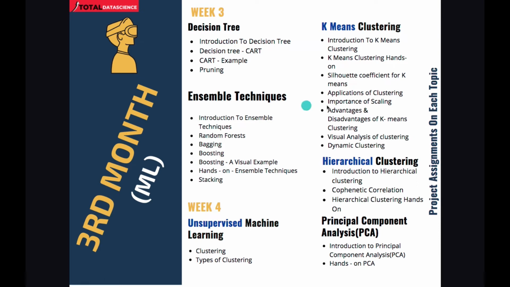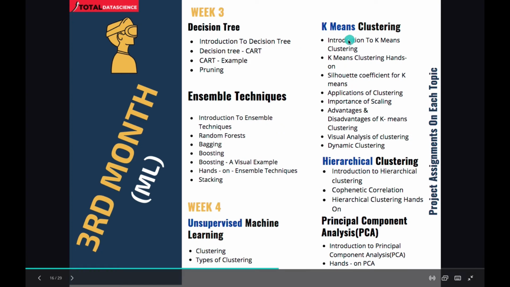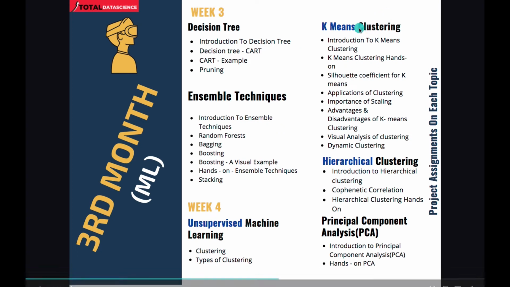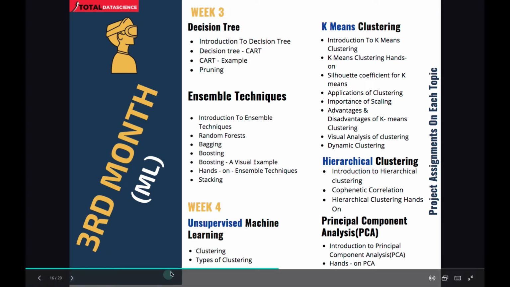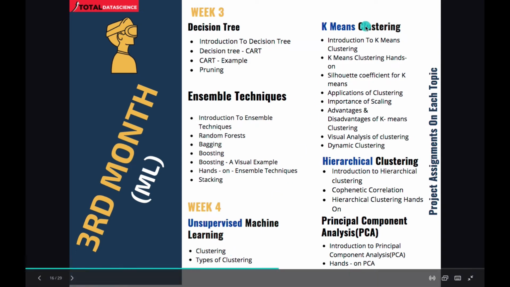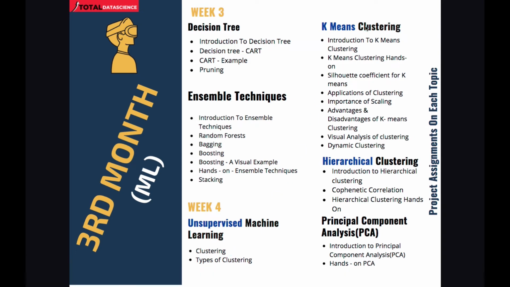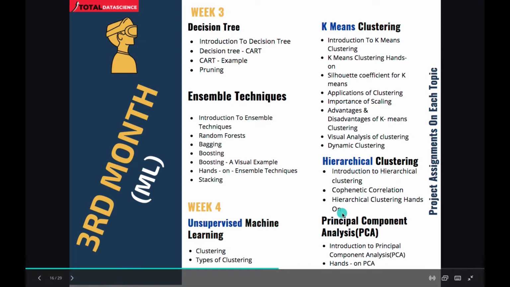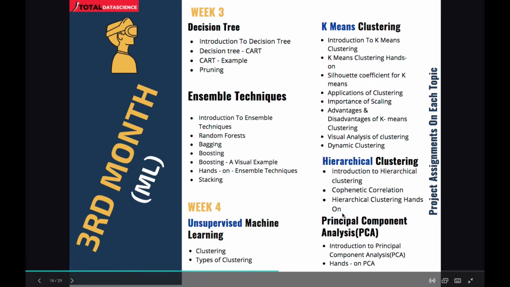All right, now when we start with unsupervised machine learning, we're going to start with clustering, right? Before we start with k-means clustering, we're actually going to give you a basic understanding of what clustering is and the various types of clustering before we start going deep. Okay, so we start with k-means clustering, then we move on to hierarchical clustering, then we go to principal component analysis, which is PCA. All right.